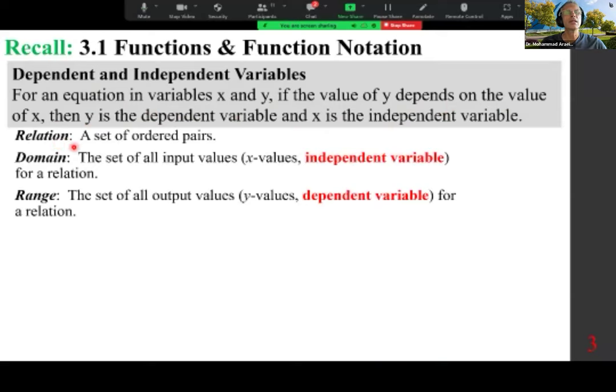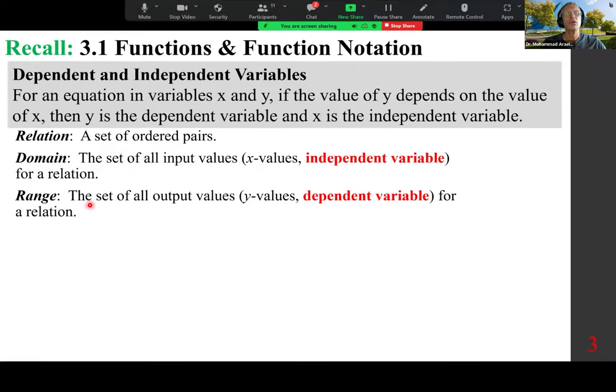Relation, a set of ordered pairs. Domain, the set of all input values, the x values, also known as the independent variable for a relation. Range, the set of all output values, the y values, also known as the dependent variable for a relation.